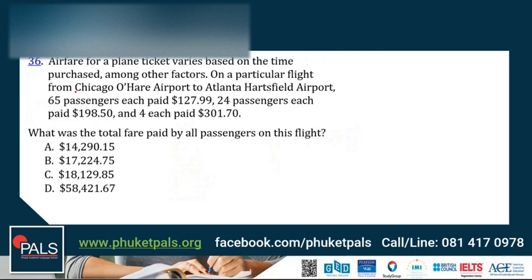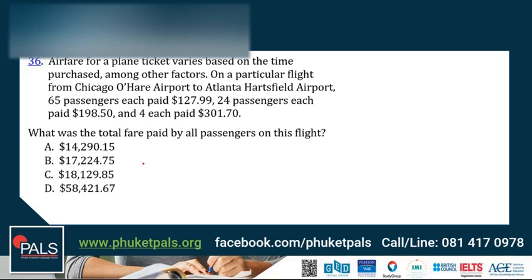36. Airfare for a plane ticket varies based on the time purchased, among other factors. On a particular flight from Chicago O'Hare Airport to Atlanta Hartsfield Airport, 65 passengers each paid $127.99, 24 passengers each paid $198.50, and 4 each paid $301.70. What was the total fare paid by all passengers on this flight?